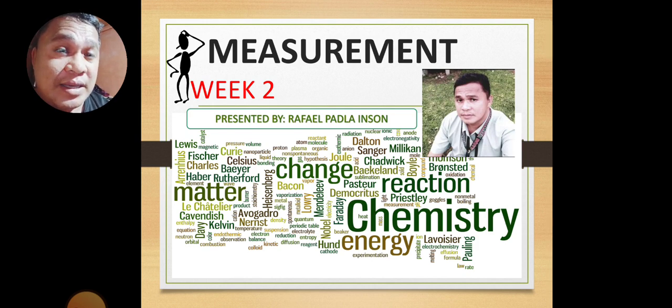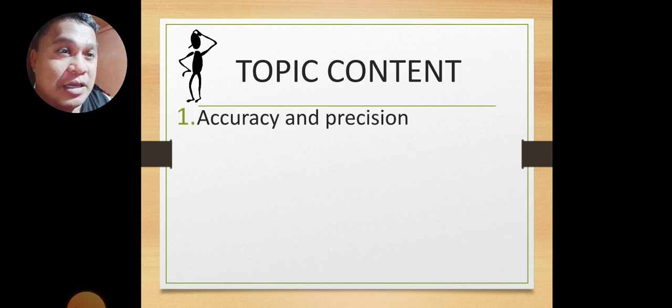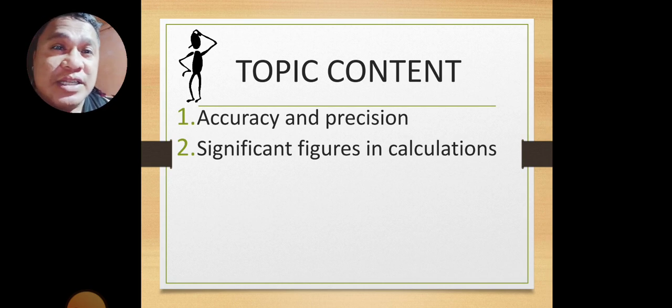This second week, which is part of our curriculum, week number 2, is all about measurement. We will be dealing with numbers and how to use numbers. To begin with our topic for today, let's begin with our topic contents. First is accuracy and precision. We'll be talking about accuracy and precision, and of course, the significant figures in calculation.